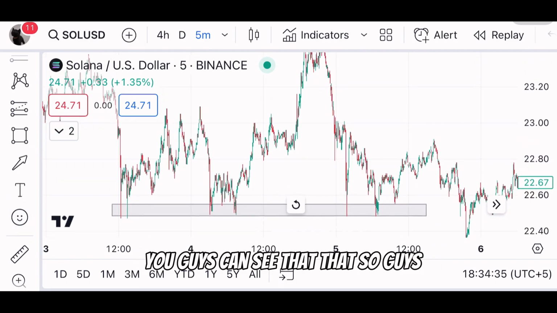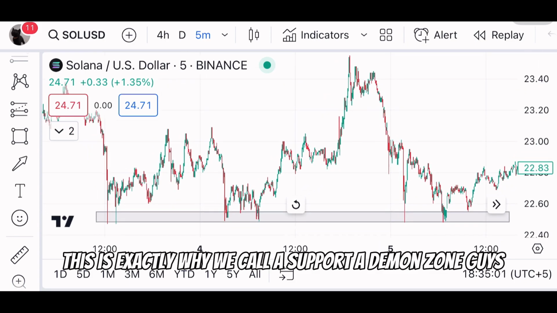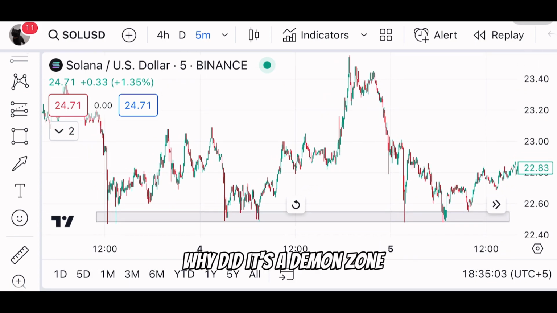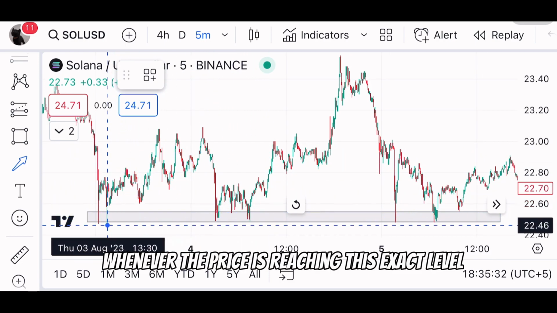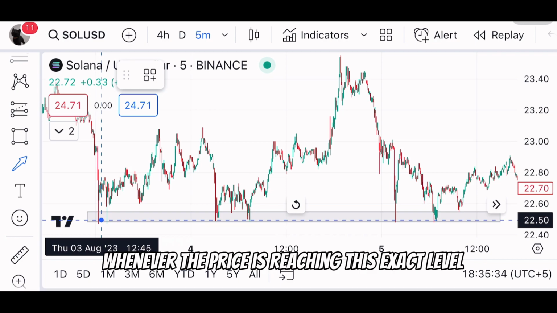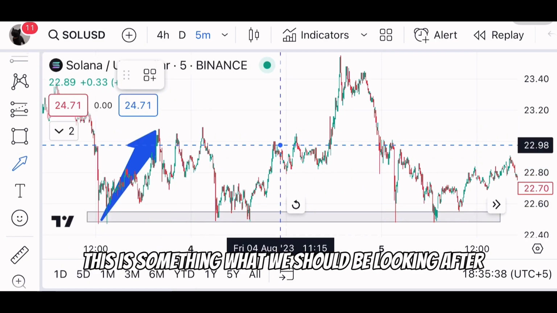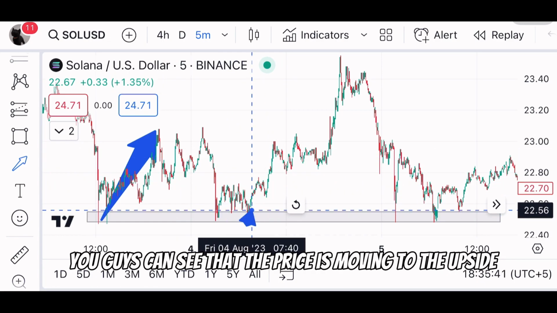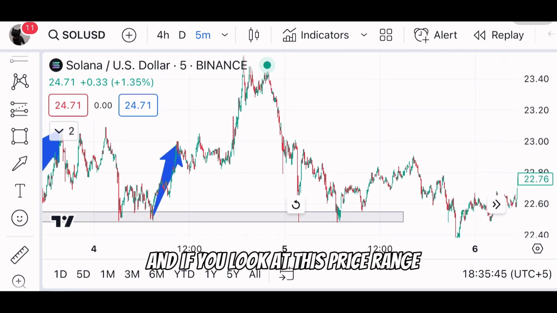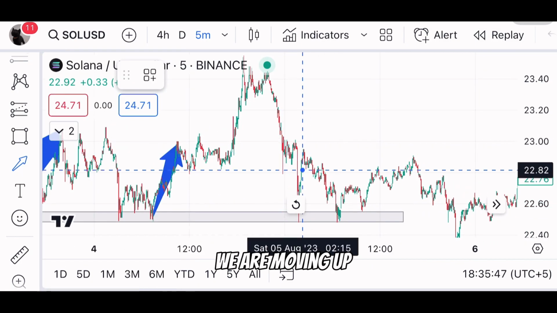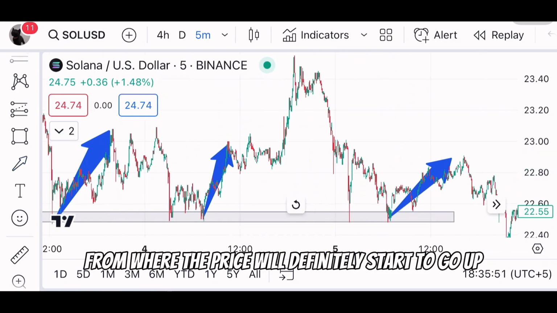You guys can see that. This is exactly why we call a support a demand zone. You can see why it's a demand zone: where the price of an asset is low, whenever the price reaches this exact level, it starts to move up. This is something we should be looking out for. You can see the price moving to the upside, and if we look at this price range, again we are moving up. So this is the exact demand zone from where the price will start to go up.